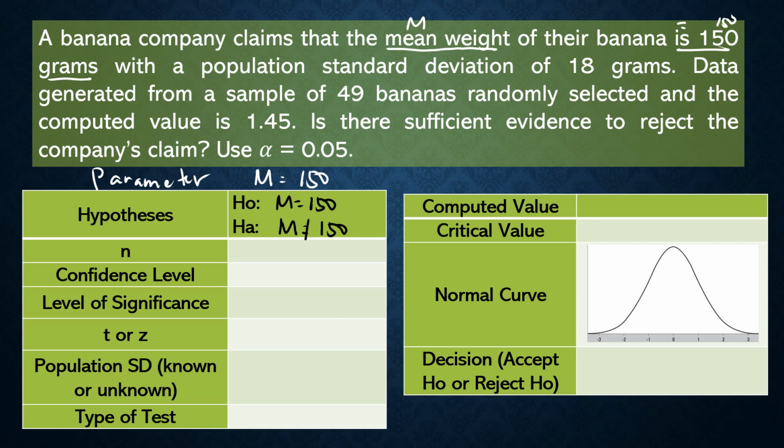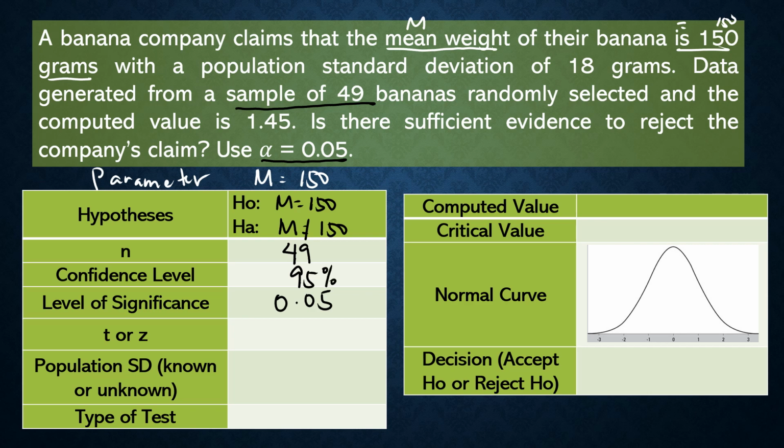Now, n is the sample size. As we can see, the number of samples is 49 bananas, so n is 49. Now, the confidence level, we already know this. However, the confidence level is not given in the problem, but alpha is 0.05, so we already know that is the level of significance. To find the confidence level, we convert the level of significance into percent. So 0.05 will become 5%. Subtracting this from 100, it will become 95%.